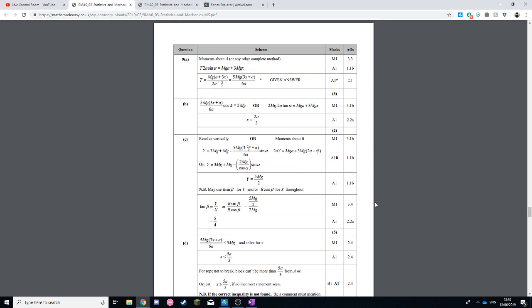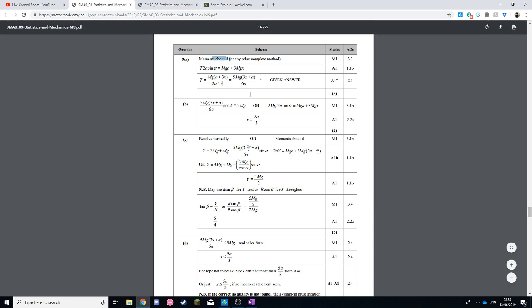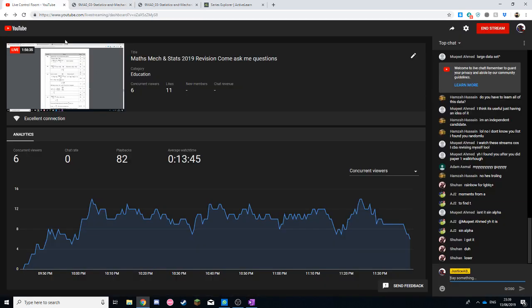Moments about A for this one, and here you can resolve vertically or do moments about B. I think I'd resolve vertically first. Oh, that's the method I used. Cool, man.